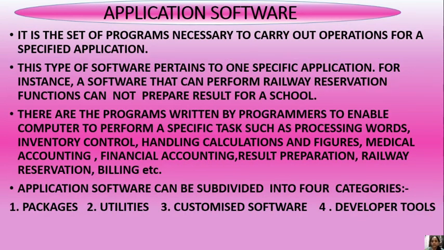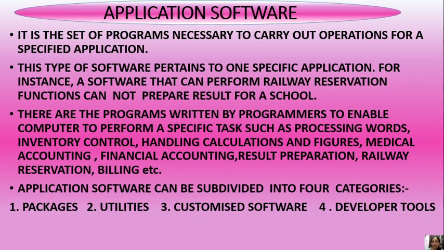So after the system software, there is a second type of software, application software. There are some points. First, it is the set of programs necessary to carry out operations for a specified application. It means application software is for specific tasks. This type of software pertains to one specific application.